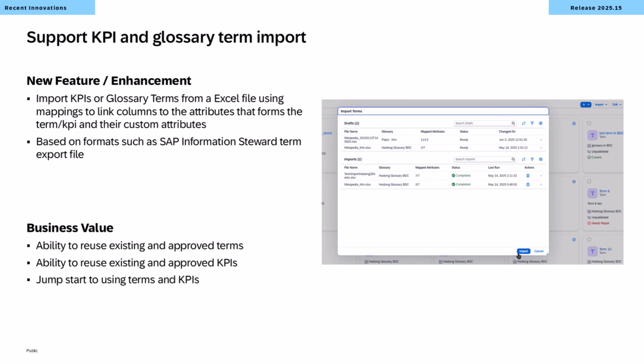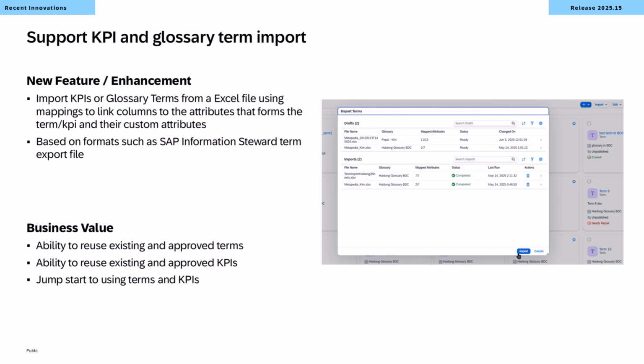The second enhancement that we did is the ability to support either KPI or glossary term import directly in the catalog. As you know, the catalog offers the ability to create glossaries and terms associated to these glossaries. You could also create KPIs, and these glossary terms or KPIs can be used in order to enrich the metadata of the different assets that you have in the catalog. They can be directly linked with the assets, or they could be linked with the attributes as part of any of the assets that you have in the catalog.